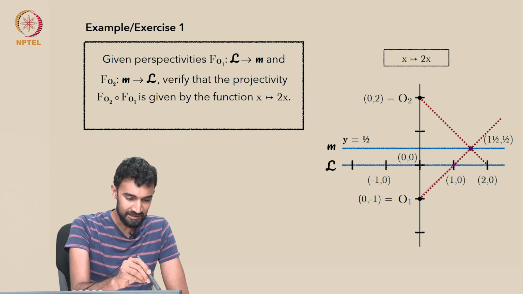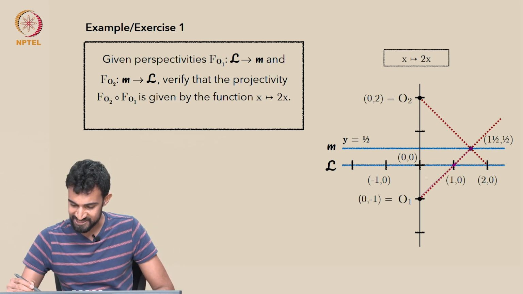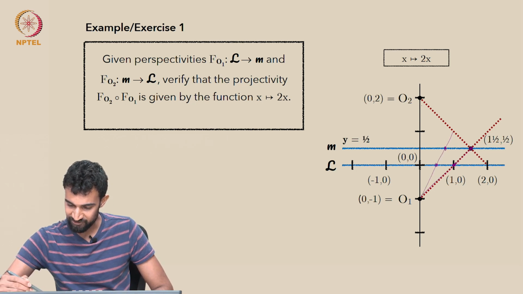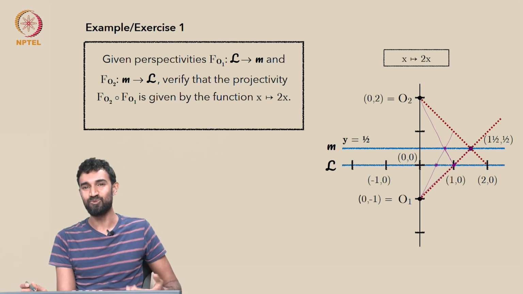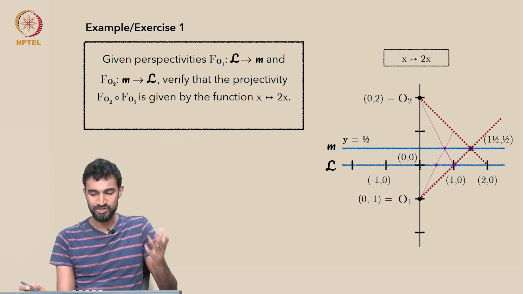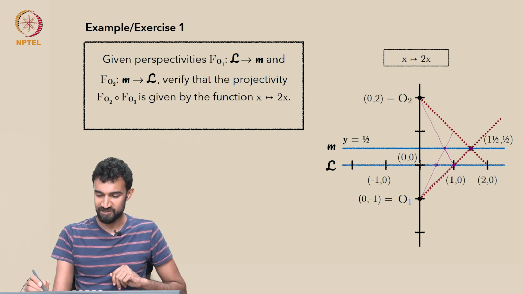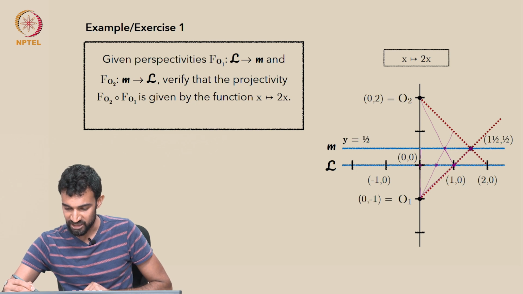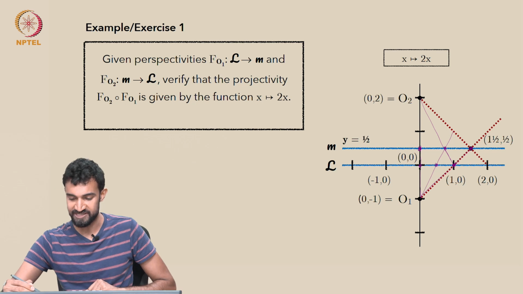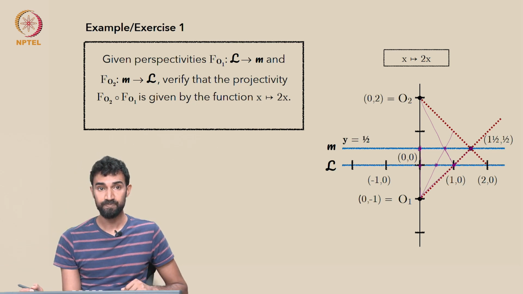I'll leave it for you to verify, but maybe just to see another example, here's the point 1/2. Let's just see where that appears to go. It appears to go here from the first perspectivity, and it appears to go this way through the second perspectivity. And indeed, it looks like it goes to 1, more or less, but I'll leave it to you to algebraically verify that. And similarly, 0, that's a bit easier to verify. It goes up to here via the first perspectivity, and back down to here via the second perspectivity. So 0 goes to 0.